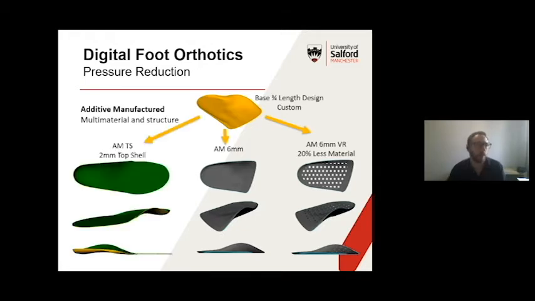And we looked at a very different design, which used a full length but a very thin shell, so a 2mm shell, including a rigid and a flexible core that used the same. So in all cases, we were using the same rear foot shape that was developed from the scan, and just applying different modifications to this.